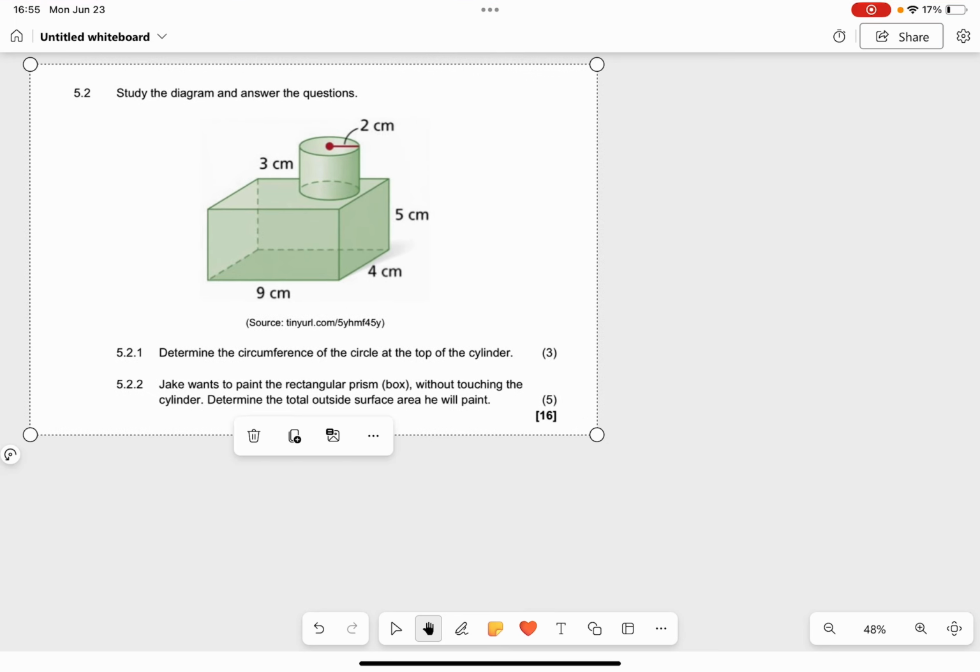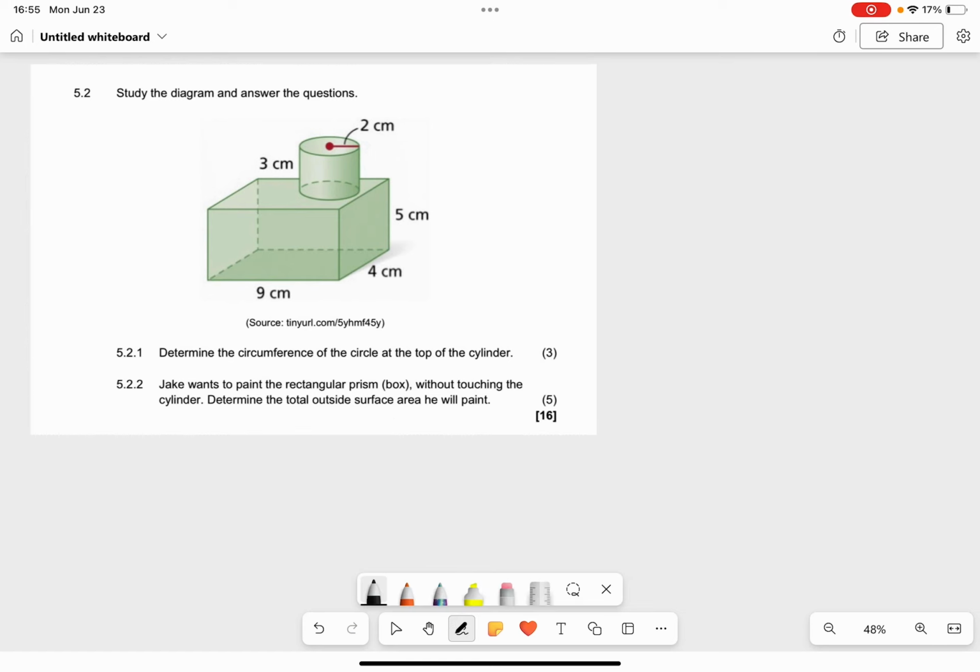Right, last question I'm going to do. Study the diagram and answer the questions. Determine the circumference of the circle at the top of the cylinder. Okay. For this, guys, I don't know what to tell you. The only thing you need to know is formulas. So for 5.2.1, the formula for circumference is 2 pi r. And you're just going to literally substitute 2 pi. The radius is given to us there as 2 centimeters.